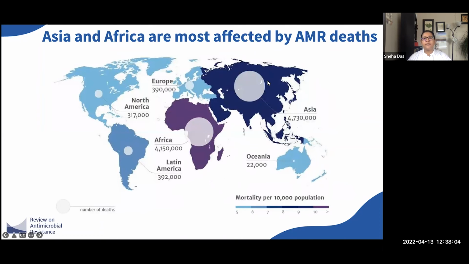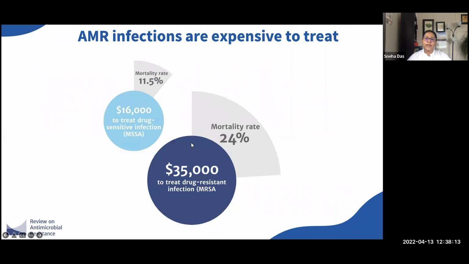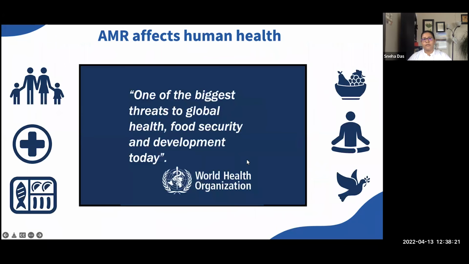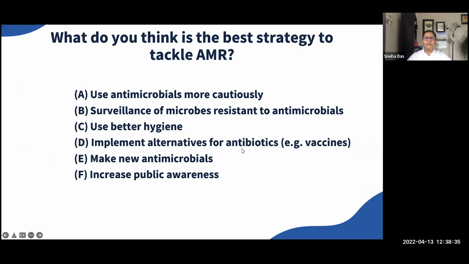Asian and African countries are worst affected by AMR infection deaths. And as you can see here, AMR infections are also more expensive to treat. Currently, the World Health Organization considers AMR as one of the biggest threats to global health, food security, and development. So what do you think would be the best strategy that we can use to tackle antimicrobial resistance?